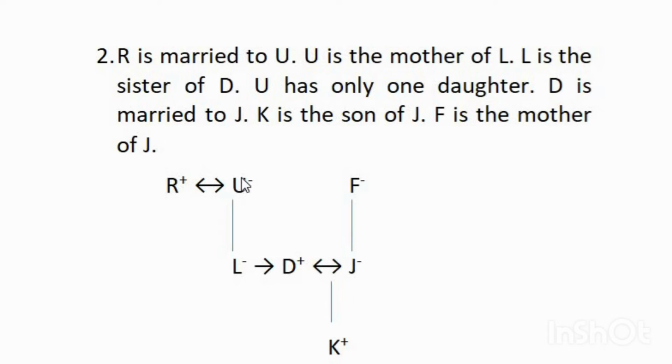R is married to U. U is the mother of L. L is the sister of D. U has only one daughter. That means D is the son of U and R. And D is married to J. K is the son of J, and F is the mother of J. J is female, that is J is the wife of D. Now we can go to the questions.